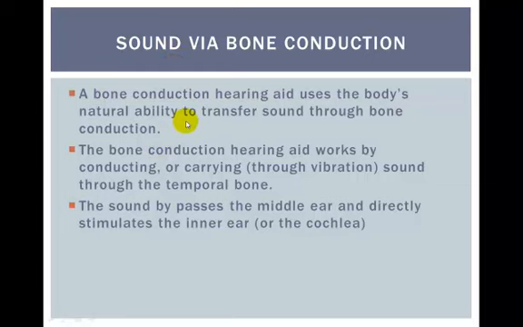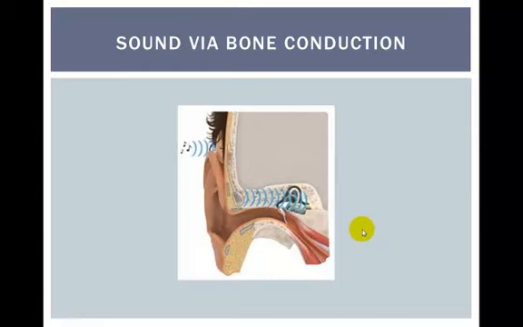A bone conduction hearing aid uses the body's natural ability to transfer sound through the bone, right? When it's loud enough, it stimulates the bone and goes right to the cochlea. A bone conduction hearing aid works by conducting, or carrying through vibration, the sound through the temporal bone, and the cochlea hears it and then passes that sound directly to the auditory nerve. The sound bypasses the middle ear and directly stimulates the inner ear, or the cochlea. Okay, and again, that's the same image.